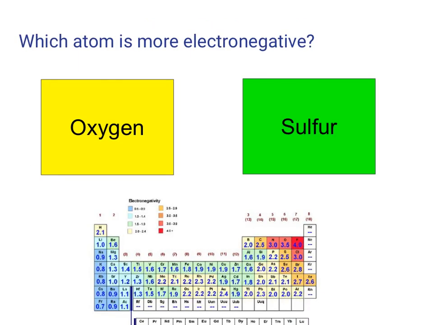So now let's just practice identifying which atoms are more electronegative. So let's look at oxygen versus sulfur. So here's my oxygen, here's my sulfur. Oxygen has a greater value. It's also higher on the periodic table. And remember, we see an increase up and to the right. So oxygen is going to be more electronegative.